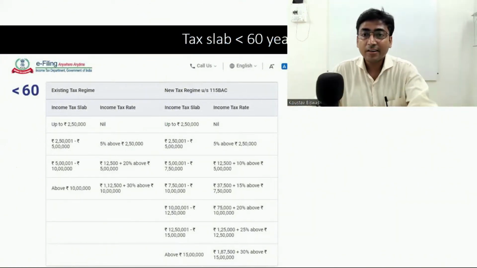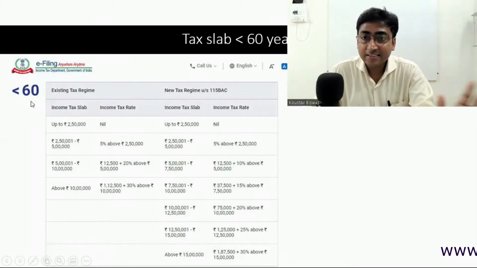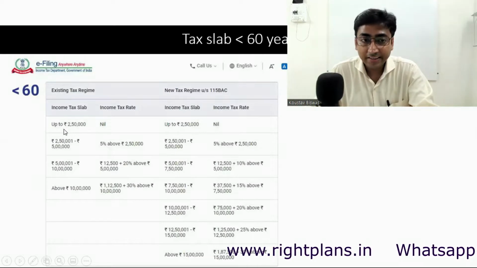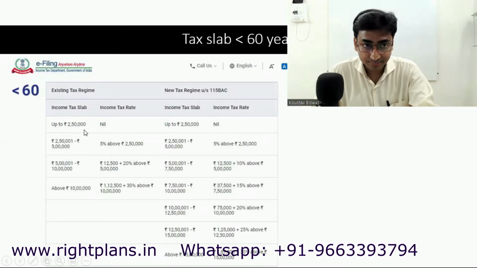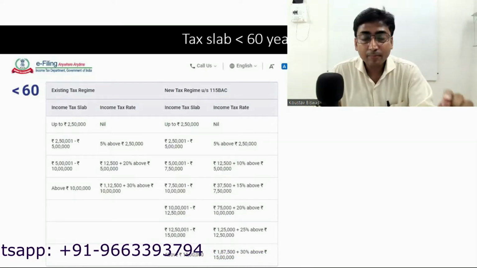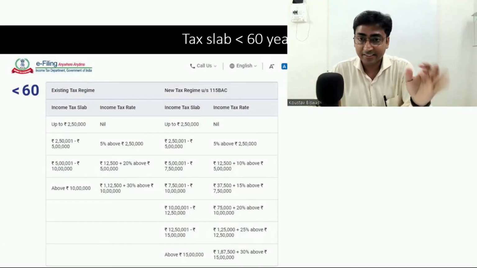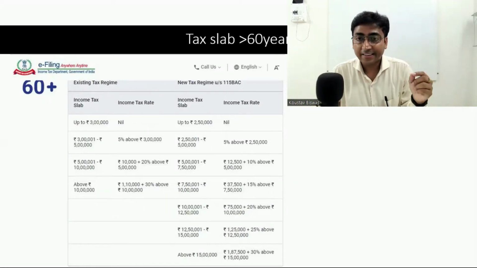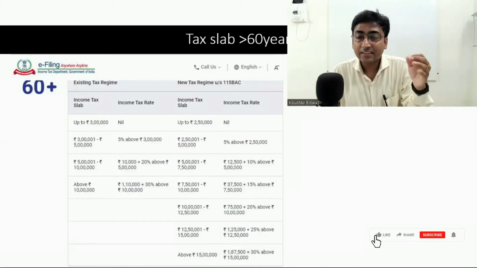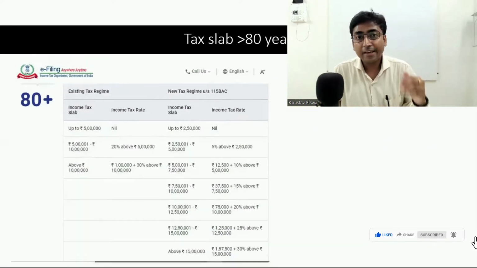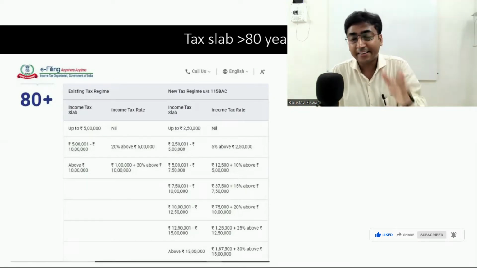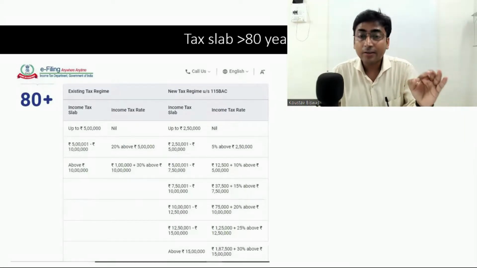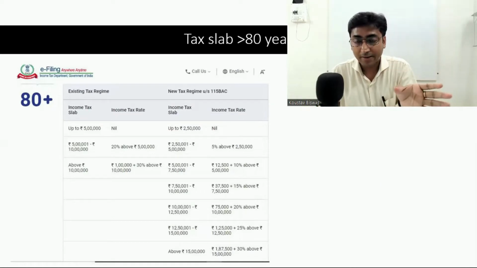This particular slide is for your recap only. If you are less than 60 years and your annual income is less than 2,50,000, if you submit 15G to the bank, then bank will not deduct any TDS from your interest. If your age is more than 60 years and your net income is up to 3 lakhs, then if you submit form 15H to the bank, bank will not deduct any TDS from your interest. If you are a super senior citizen, more than 80 years, and your net income is up to 5 lakhs, then also if you submit form 15H to the bank, bank will not deduct any TDS.